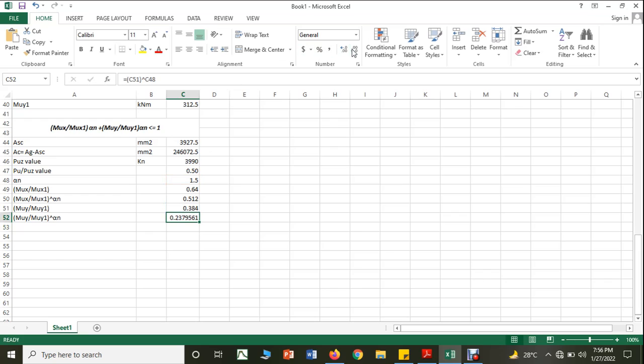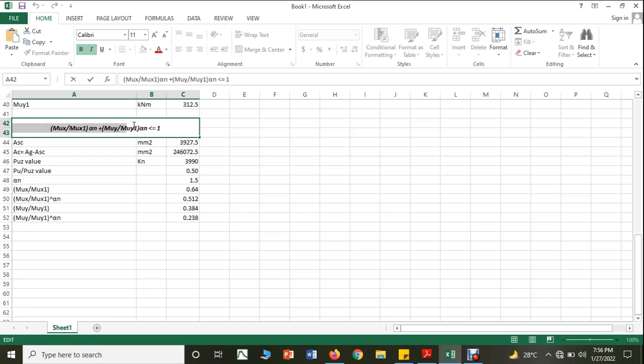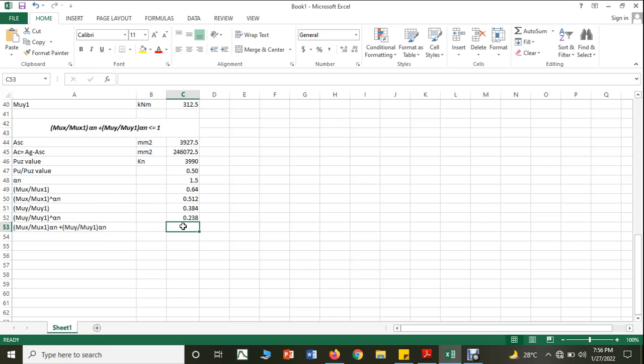So finally when you find out this, this plus this will be equal to 0.750, which is less than or equal to 1. So therefore the reinforcement we have provided is sufficient.